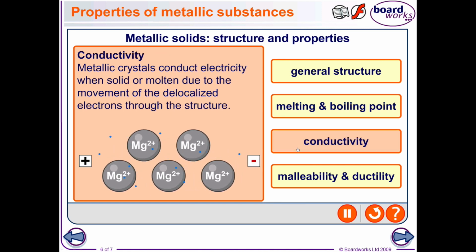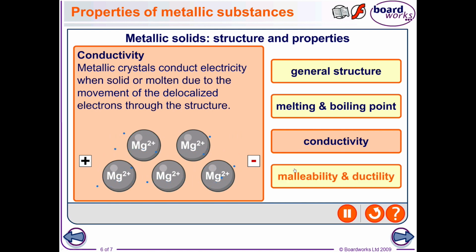Right, next up is conductivity. Metals are good conductors quite simply because they have delocalized electrons. This means the electrons are free to move through the structure, and therefore all metals will allow electricity to flow as a result of these delocalized electrons. The delocalized electrons will also allow the metals to be good conductors of heat as well.